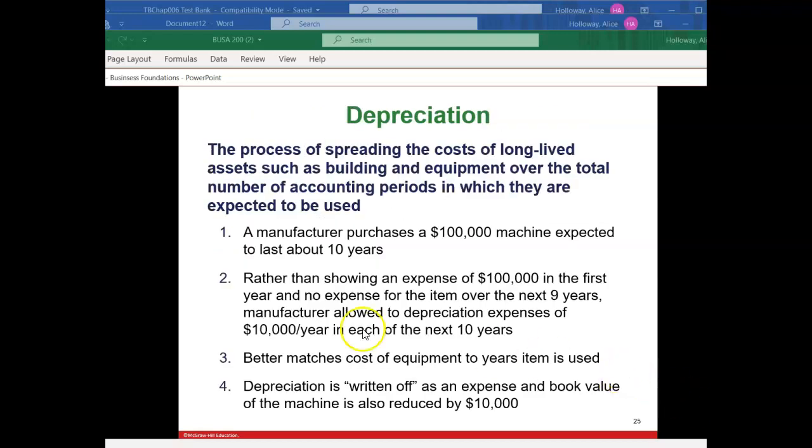Now, what is depreciation? Depreciation is very simply the process of spreading the cost of a long-lived asset, such as a building or equipment, over the total number of accounting periods in which it is expected to be used. So, for example, if you have a computer and you've used it for 5 years, you bought it in, say, 2016, and every year you use the computer, there's a depreciation expense that's taken. So that's basically what this communicates to you. You have an example here that you can read more about in your book as well. But depreciation is an important aspect of business, and you certainly want to take those expenses if you can, using depreciation as a process to do so.